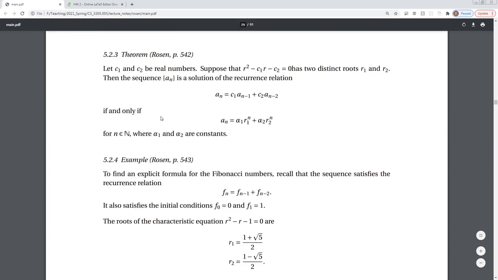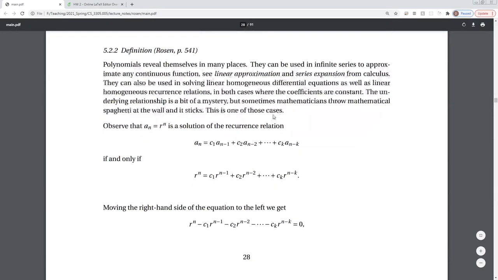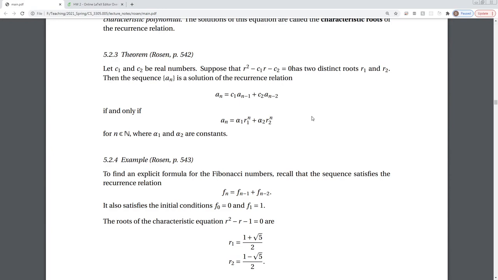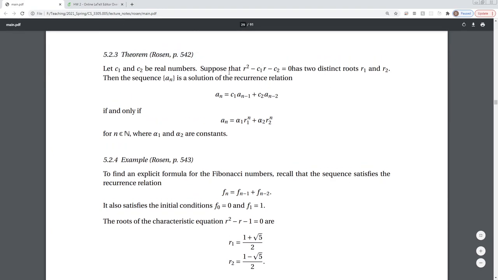So now we have a theorem. So all of that, I believe, was by definition, right? Yeah. So that was a definition. So distinguishing definitions from theorems, now we have a theorem. We have these two constants, and they're real numbers, and this one is not equal to 0. Suppose r squared minus c1 r minus c2 equals 0 has two distinct roots, r1 and r2.